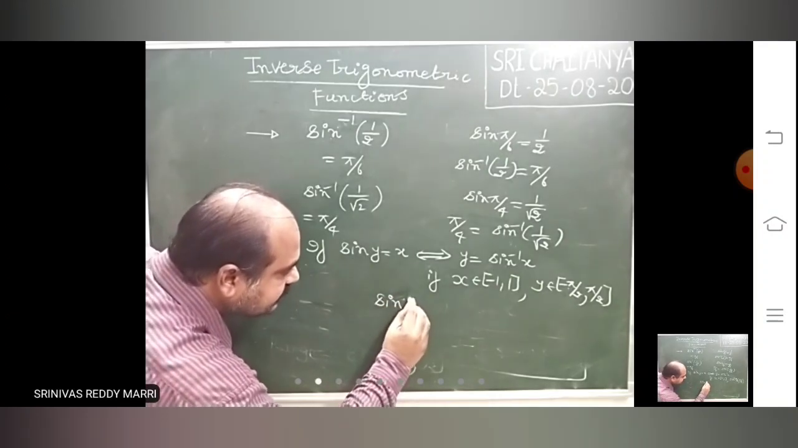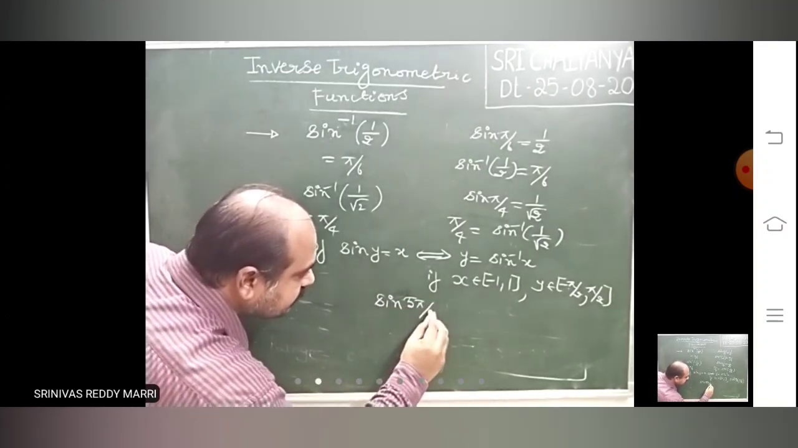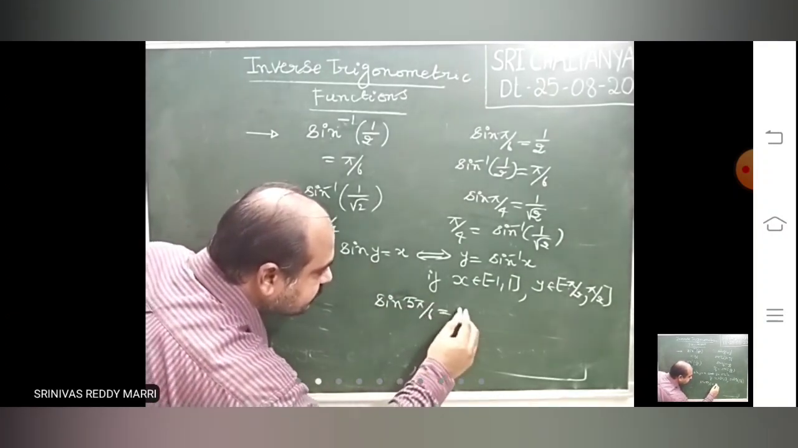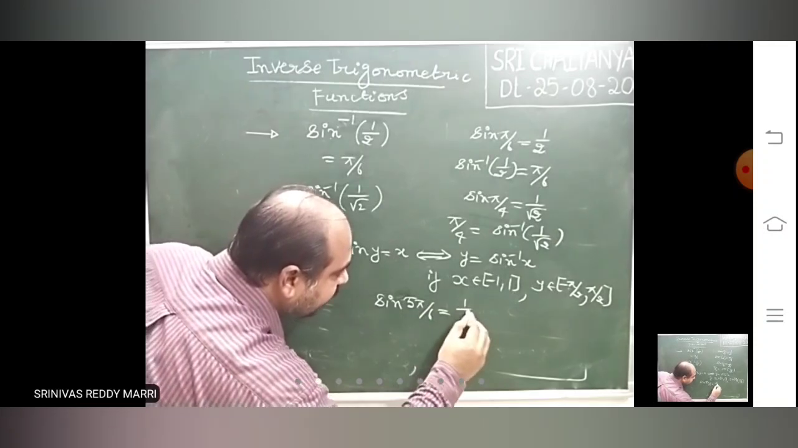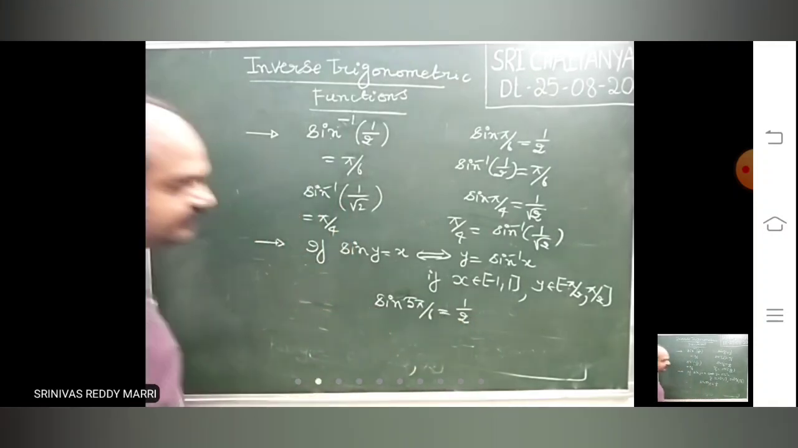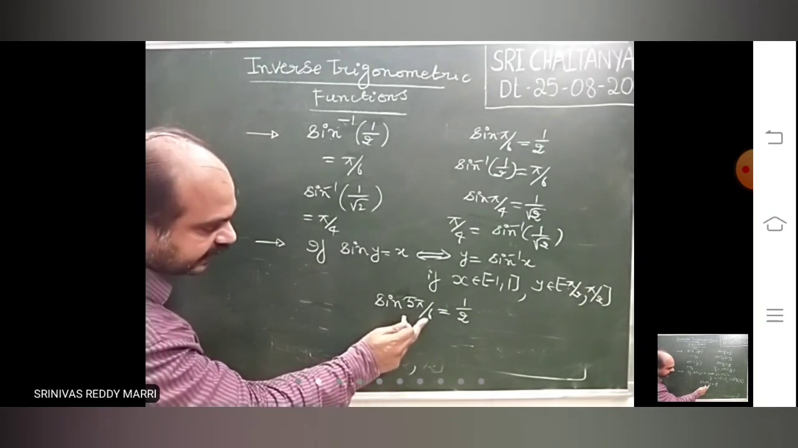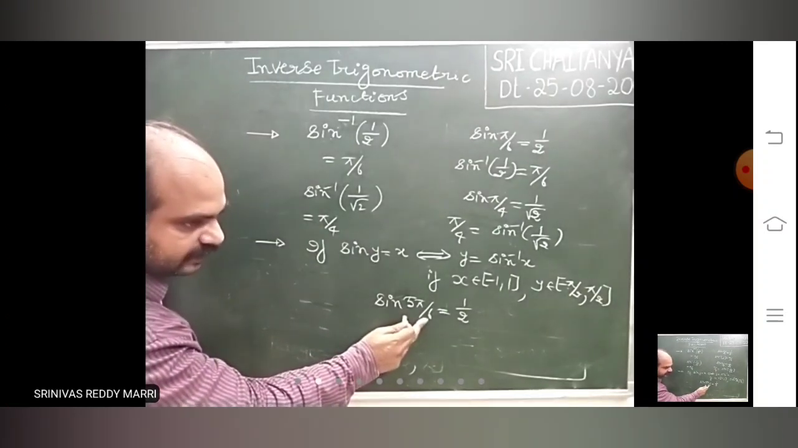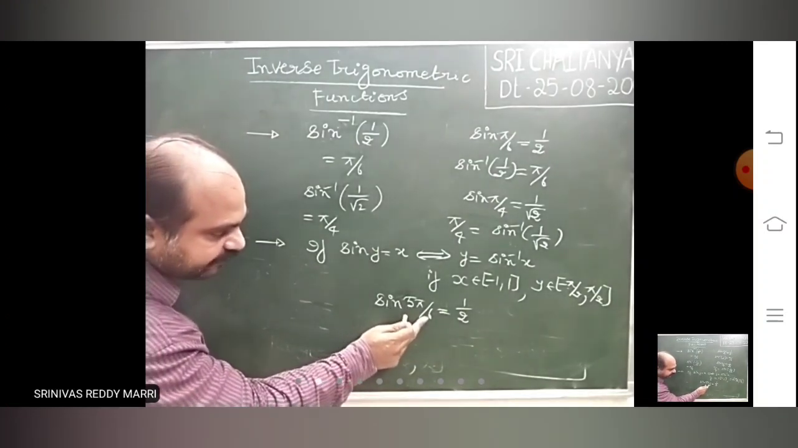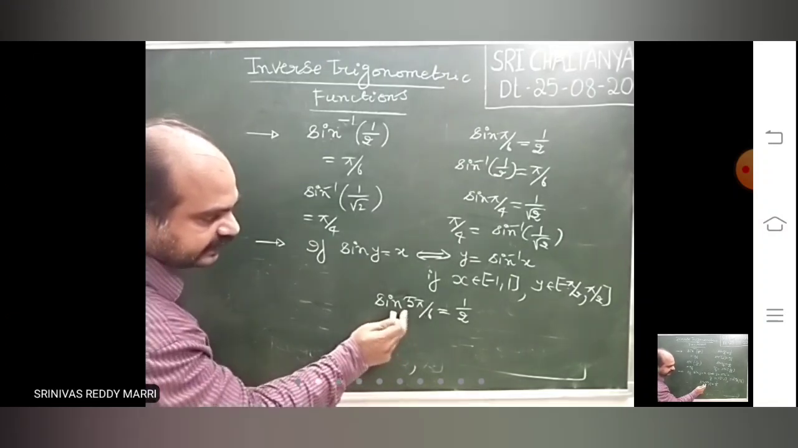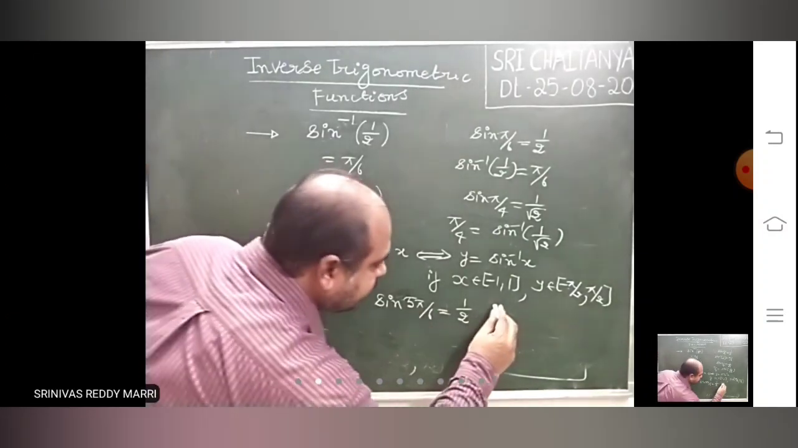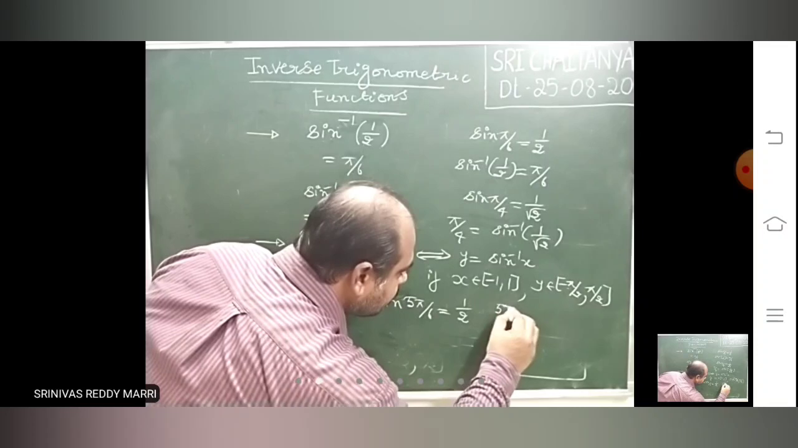Take an example. Sine 5 pi by 6 is what? 1 by 2. Look at 5 into 30, this is 150. Sine 150 is sine of 180 minus 30, right? That is also 1 by 2. But you cannot write it like this.